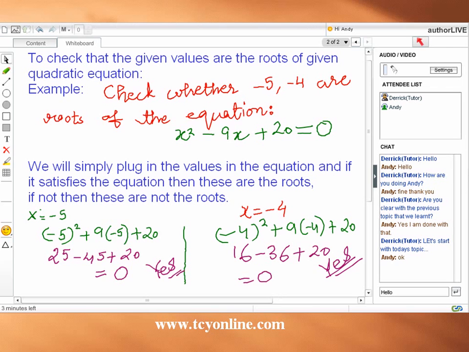Now let's check with x equals negative 4. On plugging x equals negative 4, x squared minus 9x plus 20 equals 0. So that means again left hand side equals right hand side. So we can say x equals negative 4 is also a root of the given quadratic equation.